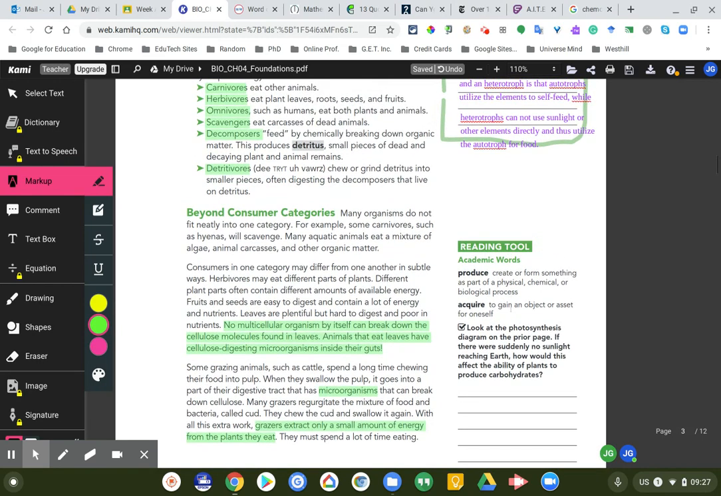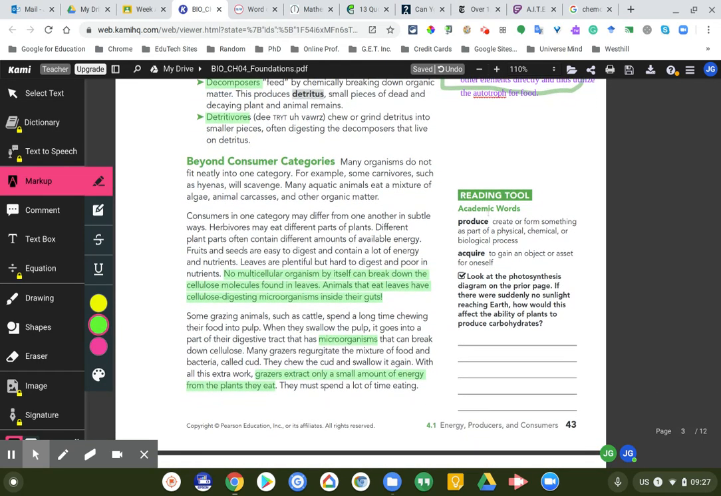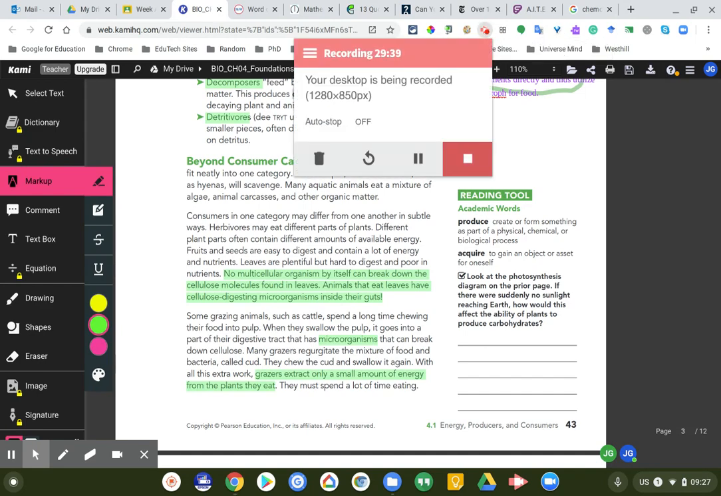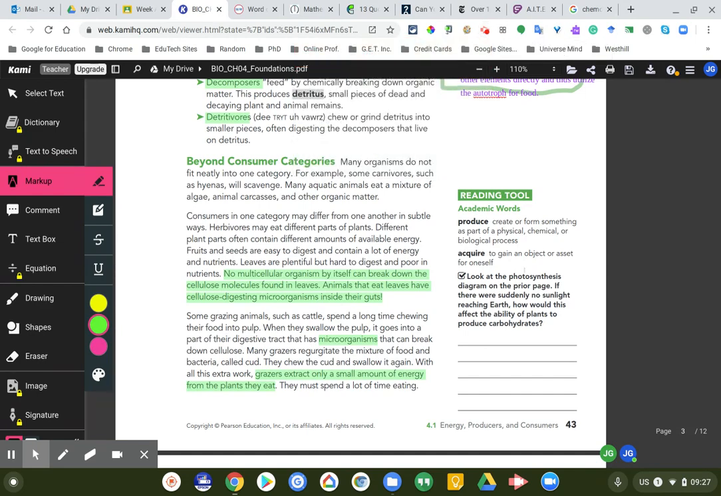Here we go. Let's answer this question. Produce: create or form something as part of a physical, chemical, or biological process. Acquire: to gain an object or asset from oneself. Look at the photosynthesis diagram on the other page. If there were suddenly no sunlight reaching Earth, how would this affect the ability of plants to produce carbohydrates?